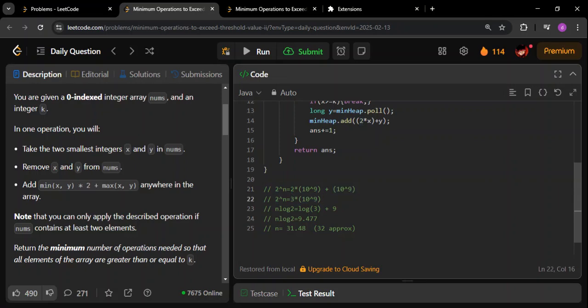Now I want to know how many bits will be required to store this number. So 2 power n is approximately equal to 3 into 10 power 9. This equal is an approximation, not a direct equal. Let us apply log on both sides. It becomes n log 2 is equal to log 3 plus log 10 base 10, which is 1, so 9 plus log 3 is equal to n log 2. 9 plus log 3 becomes 9.477, and shifting log 2 to the RHS, n is 9.477 divided by log 2, which is 31.48.